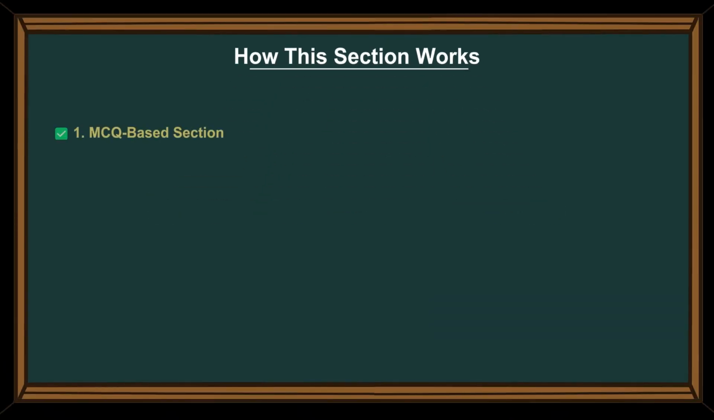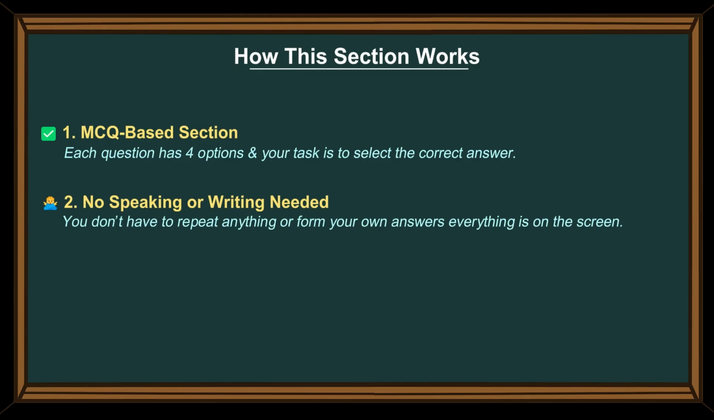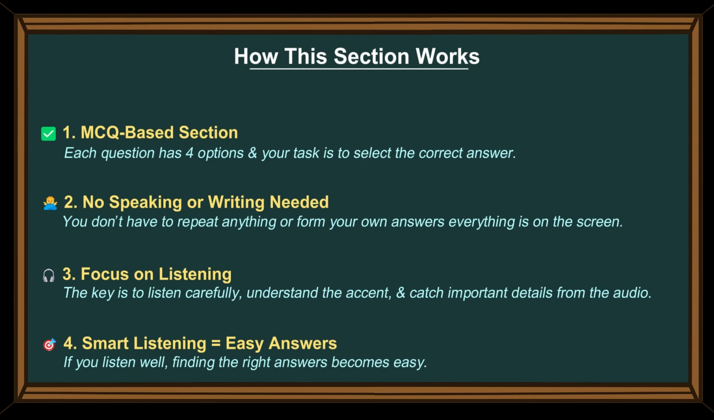Basically, this section is MCQ based, where each question will have 4 answer options and your task will be to choose the correct one. This simply means that in this section, we don't have to repeat anything or create answers in our own language. The answers are already displayed on your screen and you just have to select the correct one. So the only thing you really need to focus on in this section is listening carefully. Pay full attention to the audio clips, try to understand the accent, and make sure you grab the important details. If you succeed in doing that, finding the right answers will be super easy.